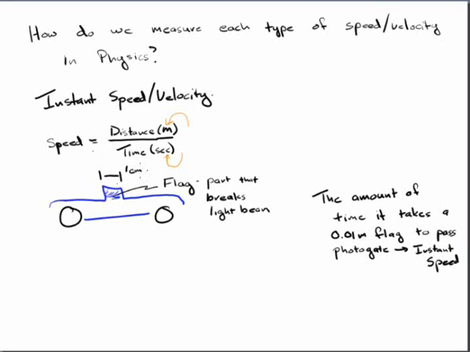I see a problem though. Look, the flag is 1 centimeter across, and I'm looking for distances in meters. So I have 1 centimeter, but I need to convert it into meters. How am I going to do that? Yep, you guessed it. This looks like a dimensional analysis problem. So the question is, how many centimeters are in 1 meter?